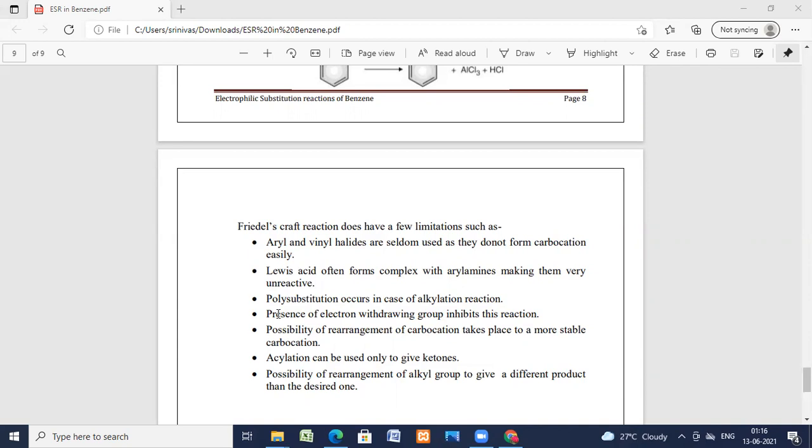Acylation can be used only to give ketones. And there is a possibility of rearrangement of the alkyl group to give products different from the desired one. So even that is a limitation. There is a possibility of rearrangement of the alkyl group, and a different product is formed instead of the electrophilic substituted product. So acylation can give ketones, and there is sometimes rearrangement of the alkyl groups in alkylation, and there is a possibility of rearrangement of carbocations to more stable carbocations. So these are the limitations.